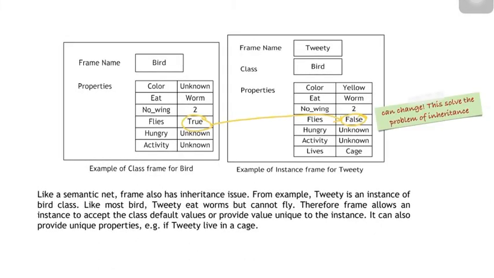Sometimes frames also have an inheritance issue. We can see here in the class frame bird, the value for fly is true. An instance frame Tweety, which is an instance of a bird, is supposed to inherit the same characteristic of flying. However, Tweety cannot fly. Therefore, we have to change the value here to solve the problem of inheritance. In this case, the truth value true becomes false.